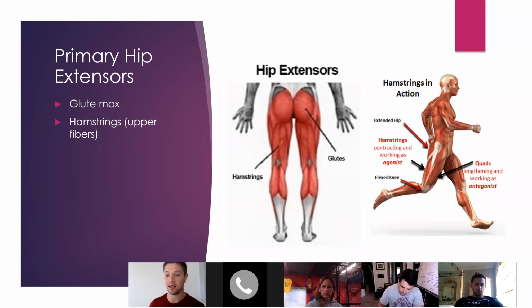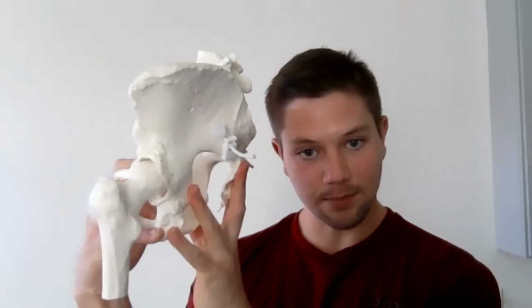We have the glute max and the hamstrings responsible for extending the hip, meaning bringing the hip into a position where it can be fully underneath us. So let's look at that in a little bit bigger context right here. These muscles on the backside of the pelvis have leverage to extend the hip like so.